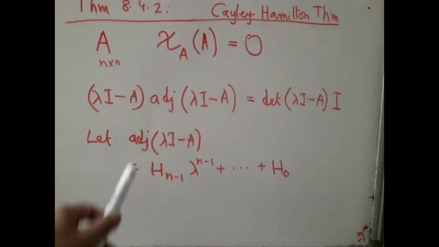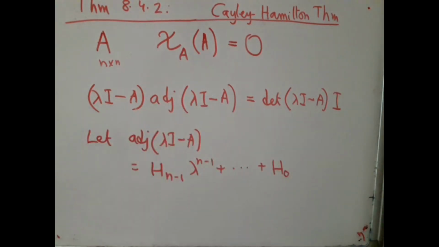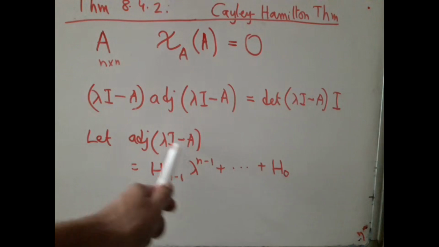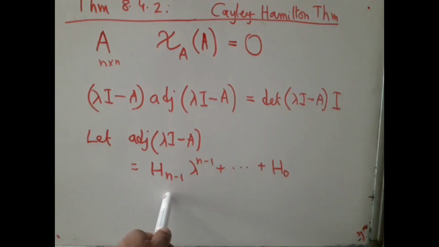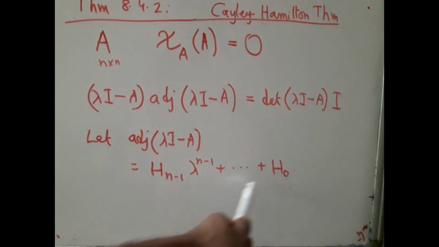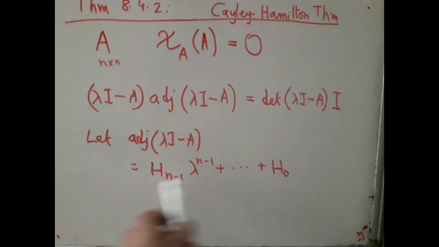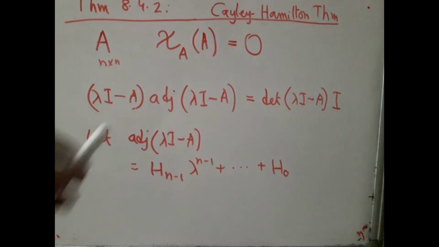So I can express this adjugate as a polynomial of degree at most n minus 1, where in fact it will be of degree n minus 1. It has some coefficient matrices, which I call H_{n-1}, then H_{n-2}, going all the way up to H_0. So there are no lambdas inside my H matrices. They are completely given by suitable combinations of elements of A.